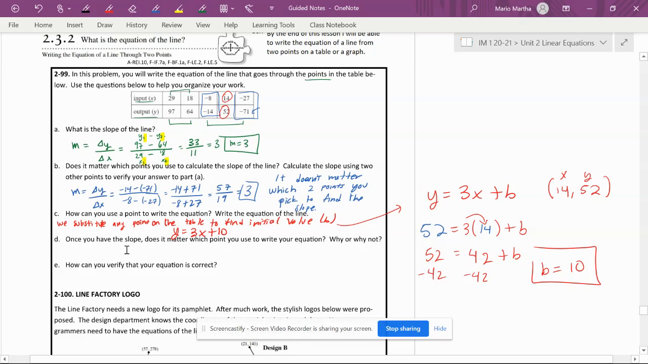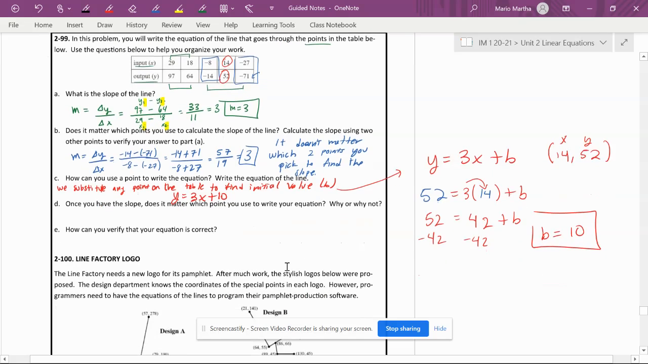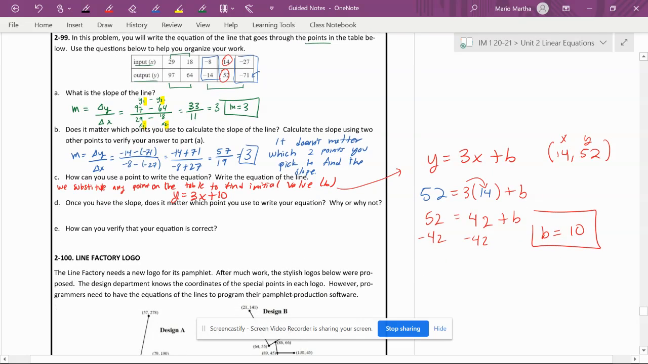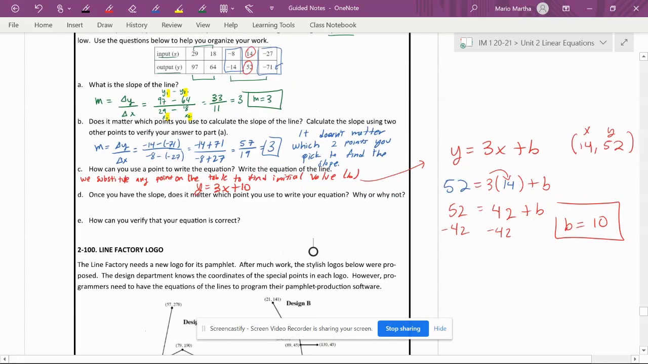So the next question is, once you have the slope, does it matter which point you use to write your equation, and why or why not? Again, it doesn't matter, because the line goes through all those points.